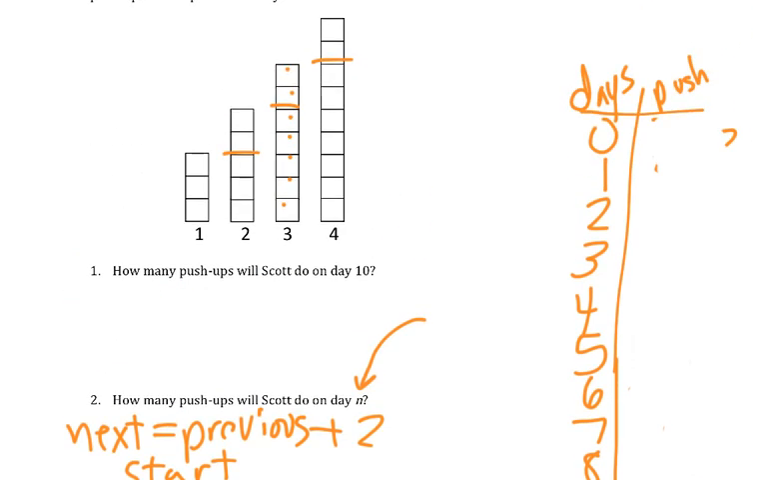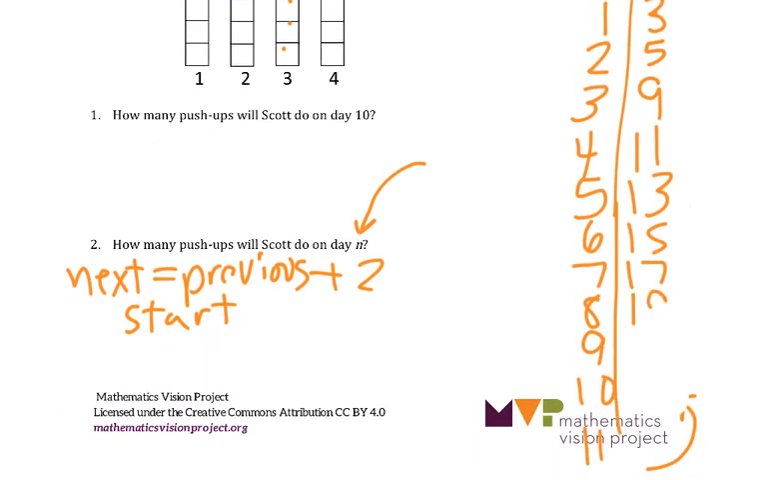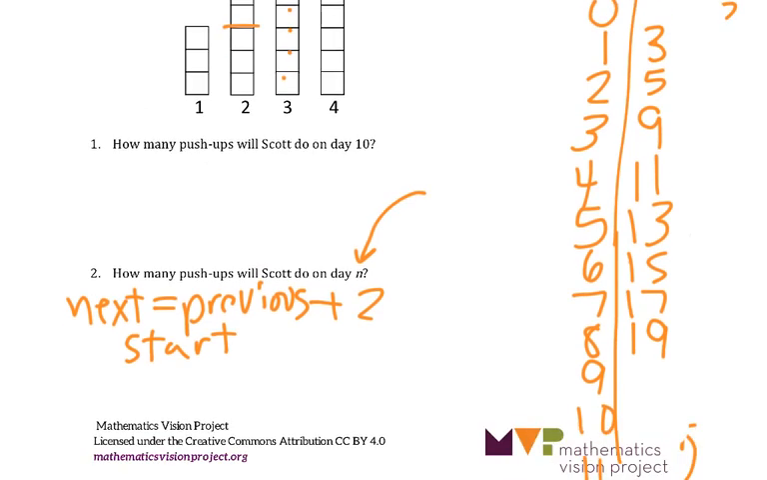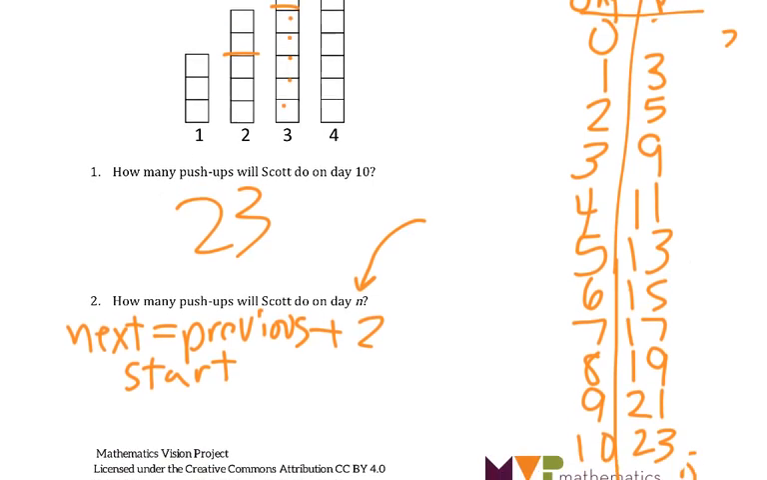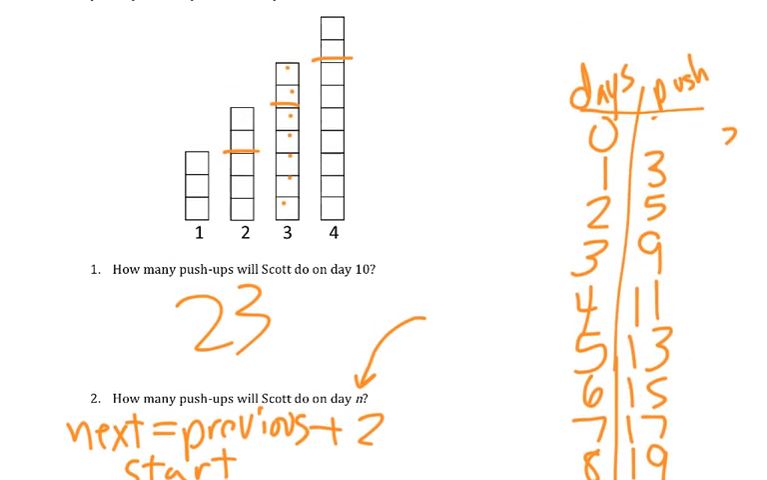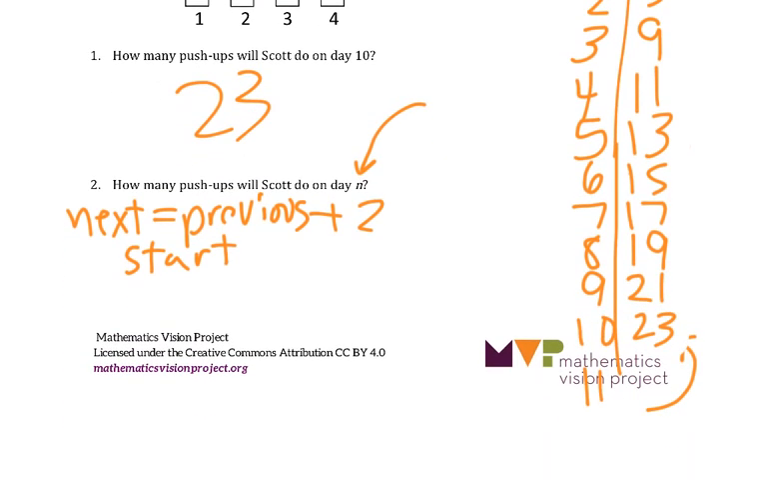Because at day 1 we had 3, then 5, then 7, 9, 11, 13, 15, 17, 19, 21, and 23. Okay, so I did something weird, didn't I? I must have just written them higher than I thought I had. Okay, so going back to day 1, he would have done 1 push-up, or day 0. So at the start, we had 1, right?